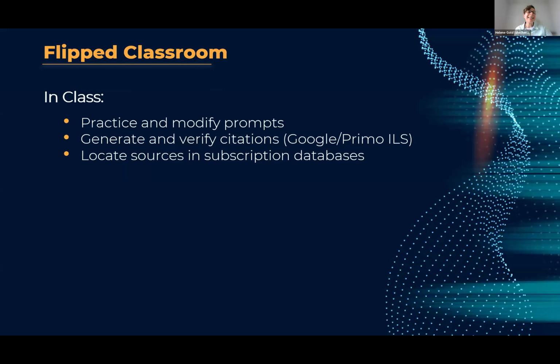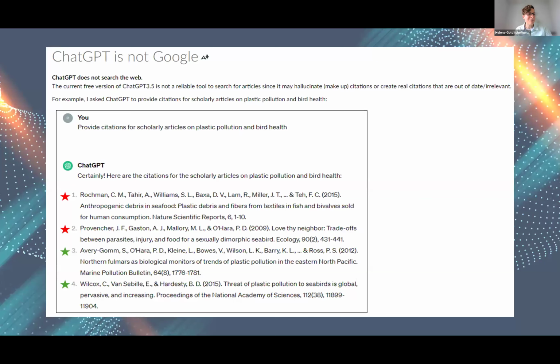In class, when we meet, students are going to use their topics to practice using prompts, modify their prompts, generate and verify citations using Google and Primo ILS, as well as locating sources in subscription databases. So I use an example in Canvas to emphasize again that ChatGPT isn't a search engine and doesn't do a very good job generating real citations, although colleagues have told me the paid subscription 4.0 version does a much better job of this, hallucinates less than the current free 3.5 version.